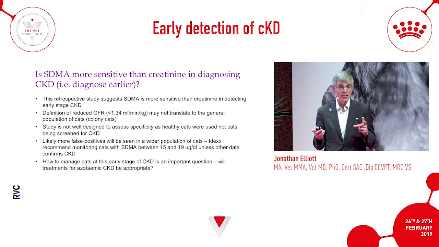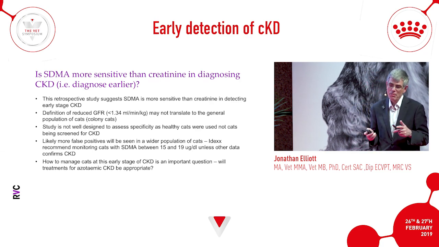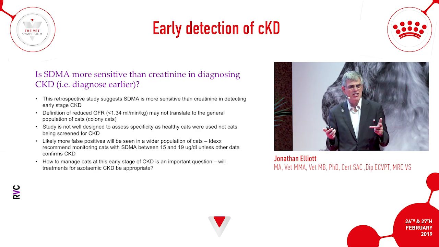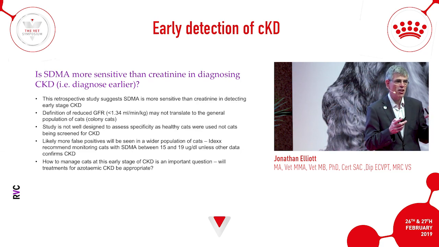And at the moment, IDEXX do now recommend monitoring cats with SDMA between 15 and 19 micrograms per deciliter, unless other data confirms that they have chronic kidney disease. And then the question that really remains to me is how to manage these cats at this early stage. Because actually what we want to know about the kidney disease is, is this likely to be rapidly progressing, or is this a very slow decline in glomerular filtration rate over time?